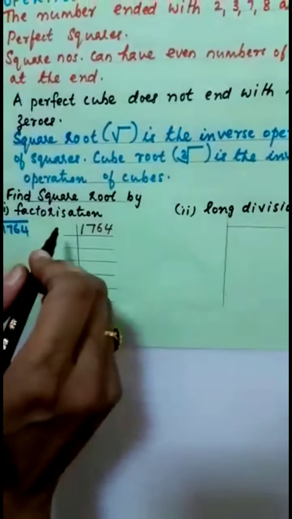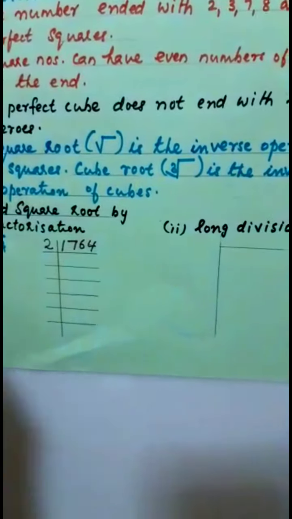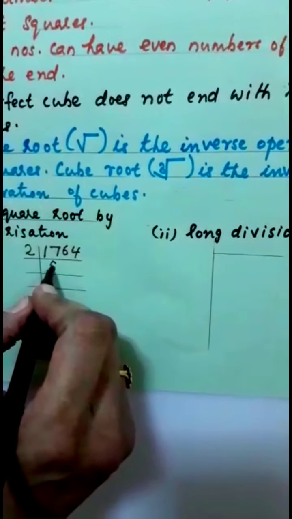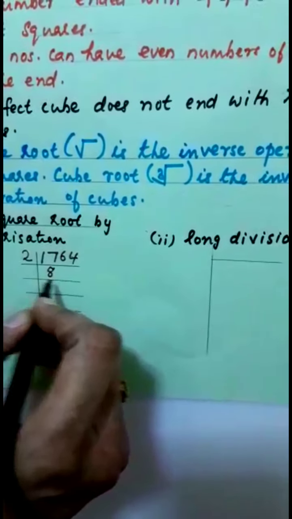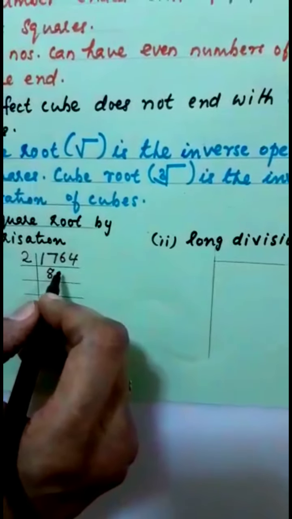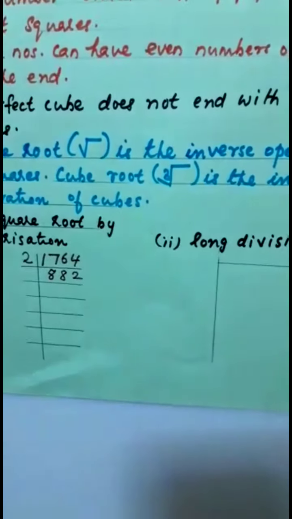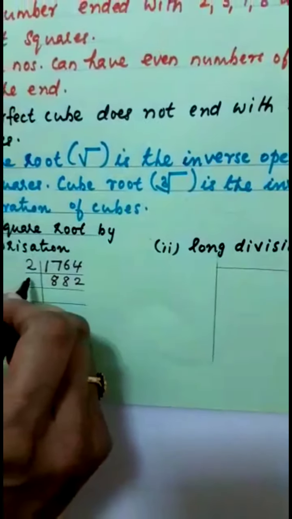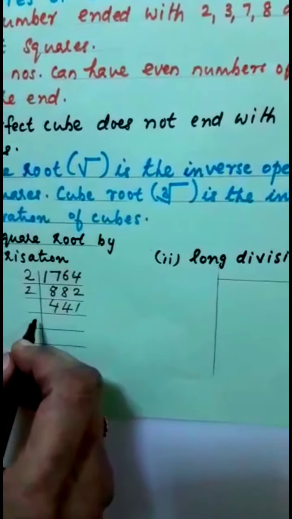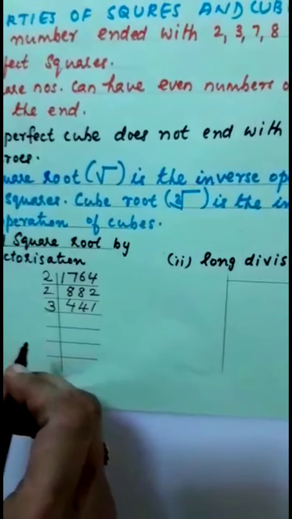So this is an even number, so I can start with 2. When you divide 1764 by 2, half of 17 is 8, 8 twos are 16, remainder 1, and the 6 comes down to become 16, half of 16 is 8, half of 4 is 2, giving 882. Again it is an even number, by 2 it is 441. Then it is an odd number, so by 3 only it is possible, not by 2. 3 is a prime number.